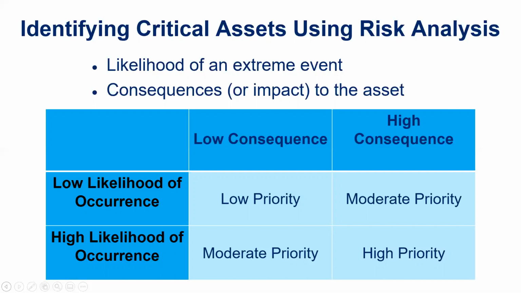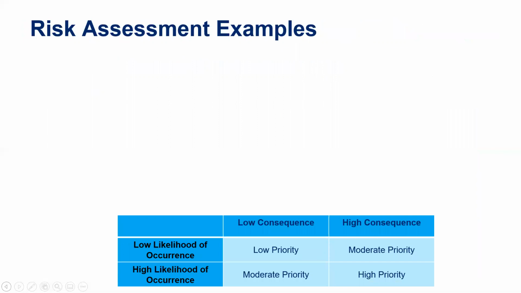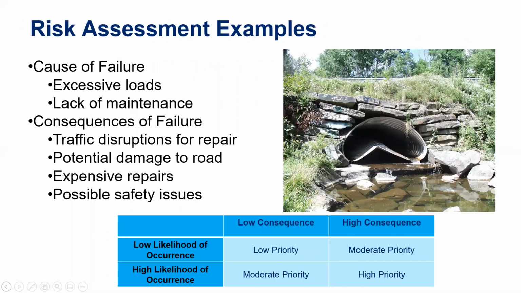If it has a high chance of happening and the consequences are pretty severe, then that's a high priority item. If it's probably not going to happen and it doesn't really matter if it does happen, then that is a low priority. And that can help us make funding decisions. Give you a couple of examples.